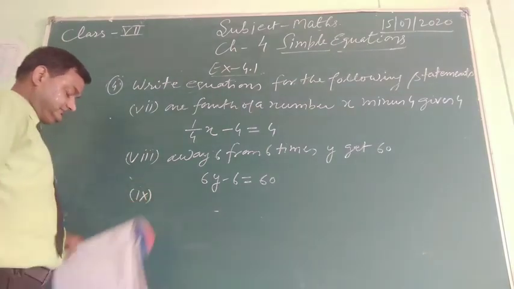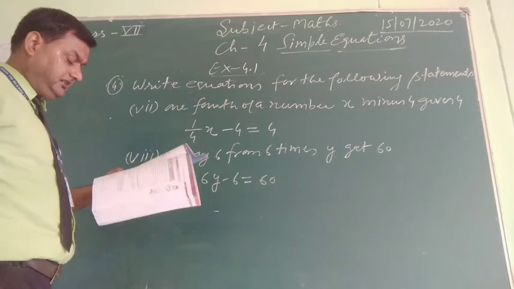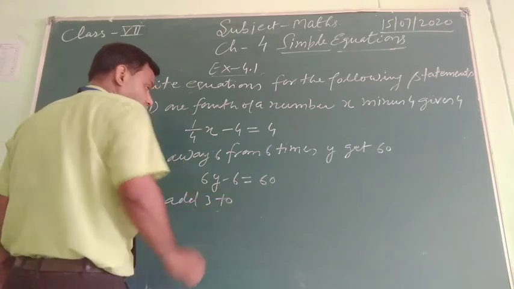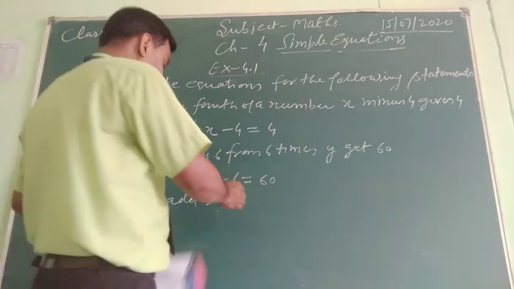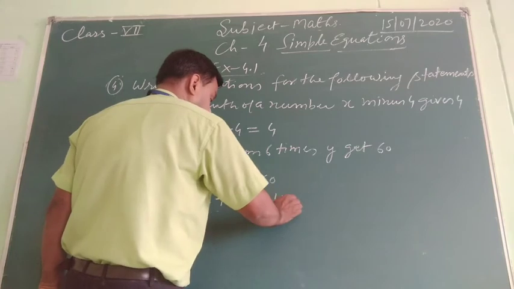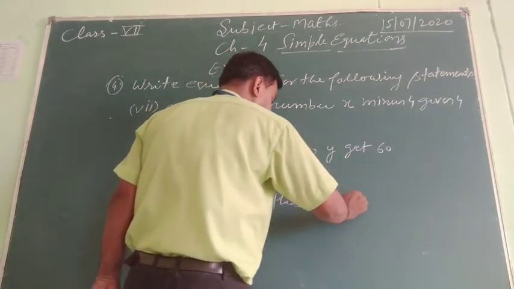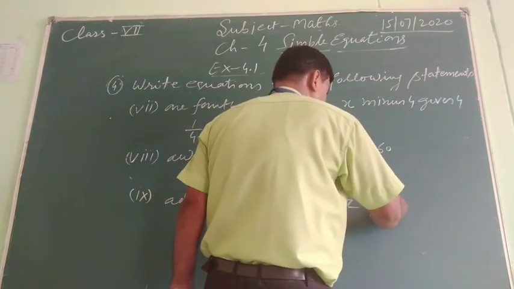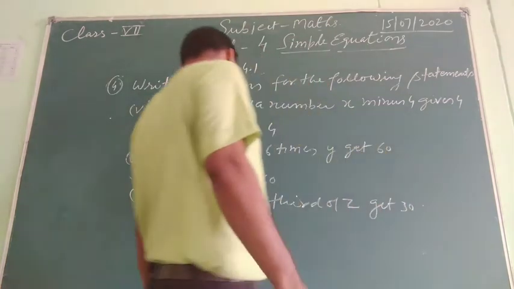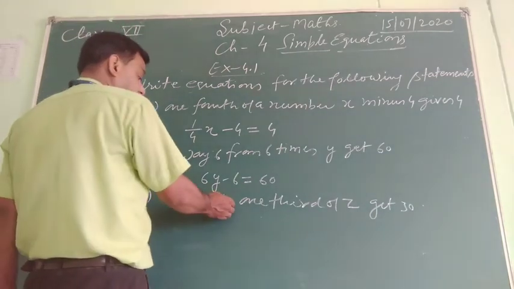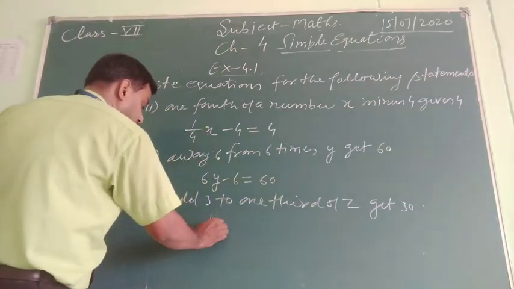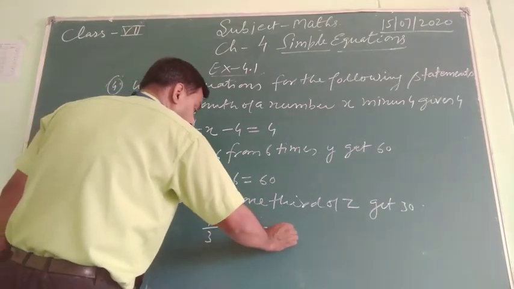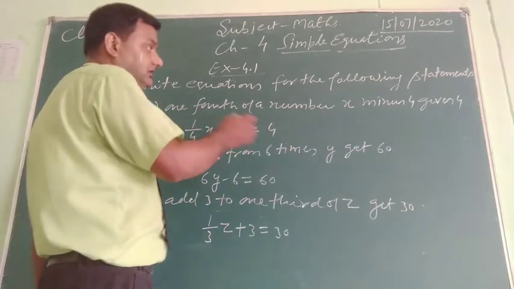The ninth part is: add 3 to 1/3 of z, we get 30. 1/3 of z is 1 upon 3 z, plus 3 equal to 30. So these are the equations.